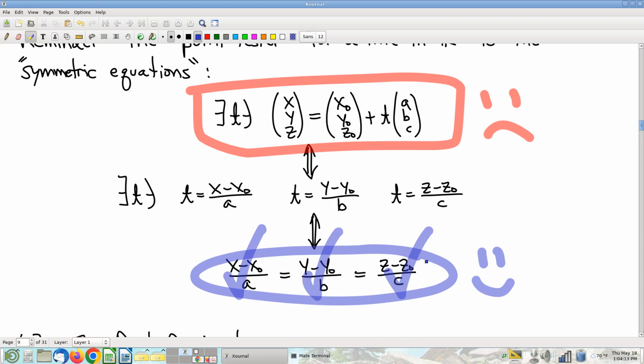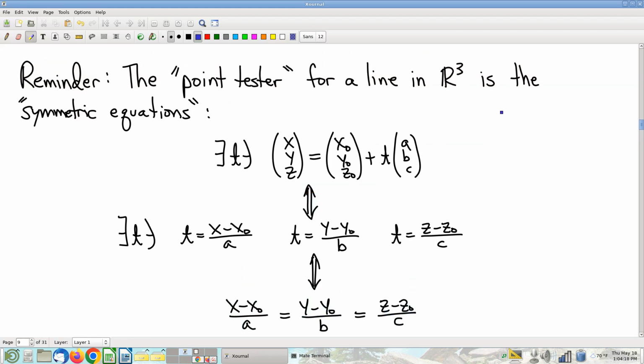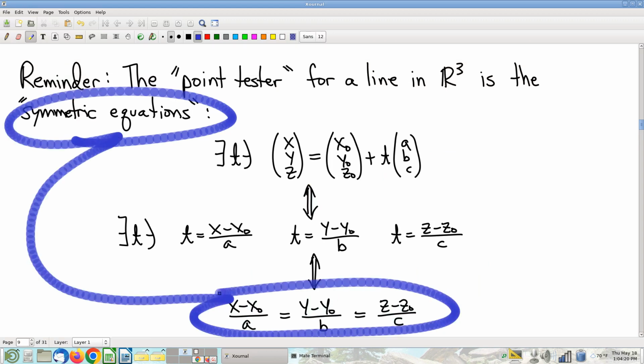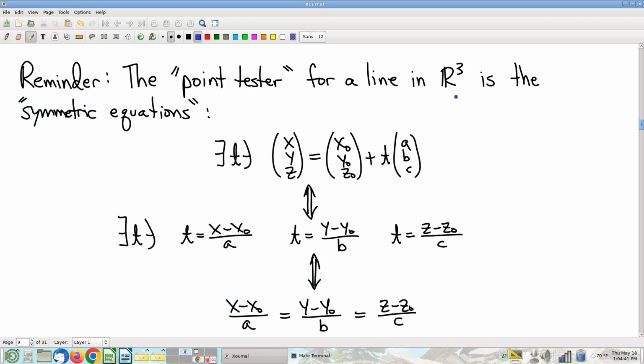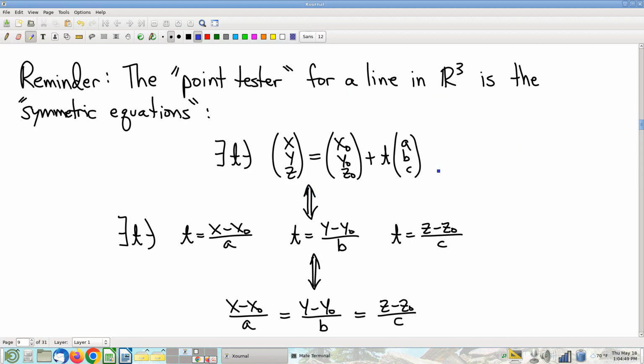Okay. All right. So just FYI, these equations here are called the symmetric equations. This is your point tester for a line in space. It serves the role that an equation does for a curve in the XY plane. It's a point tester. Does it only work for a line? Yeah, specifically, you'll notice that the whole thing starts with this parameterization, which is specifically a line. Yeah, right. Okay, so neat move.